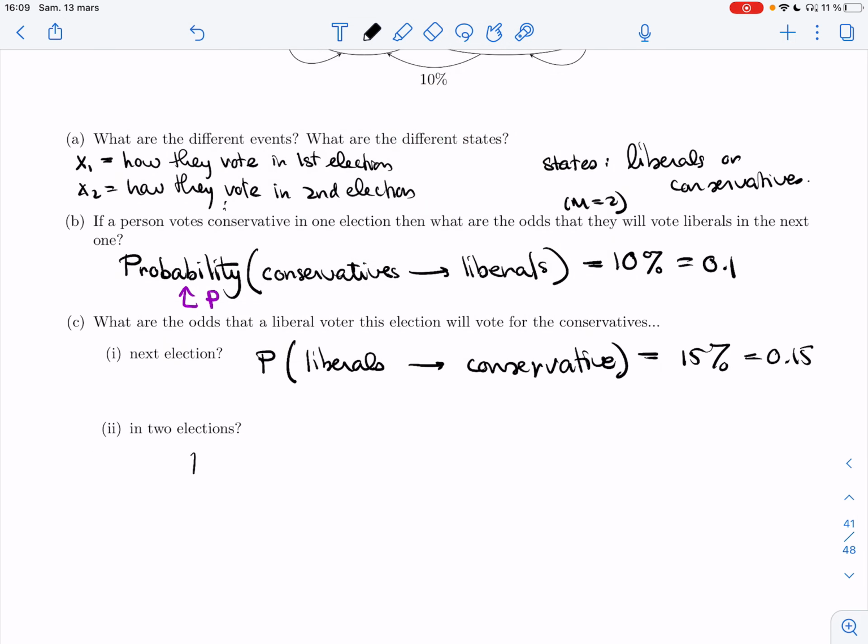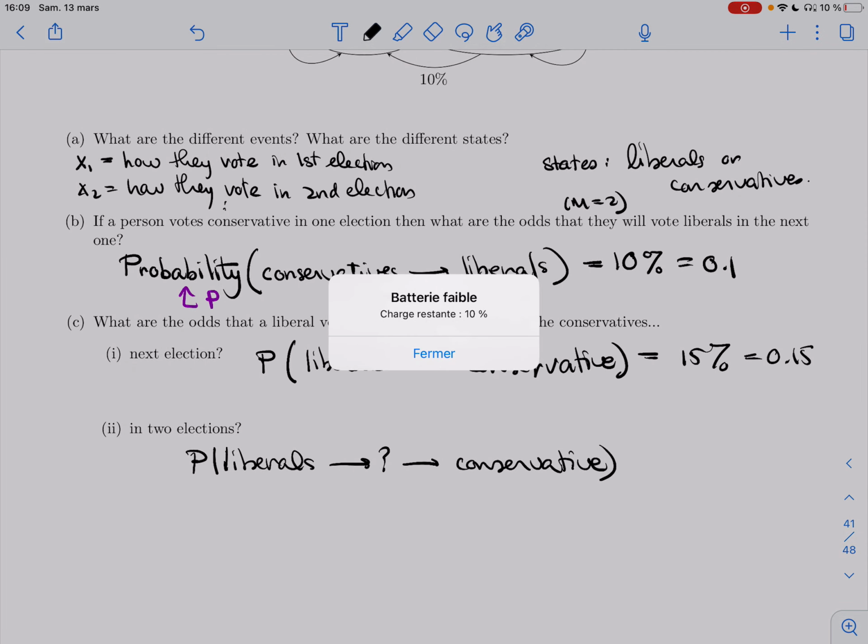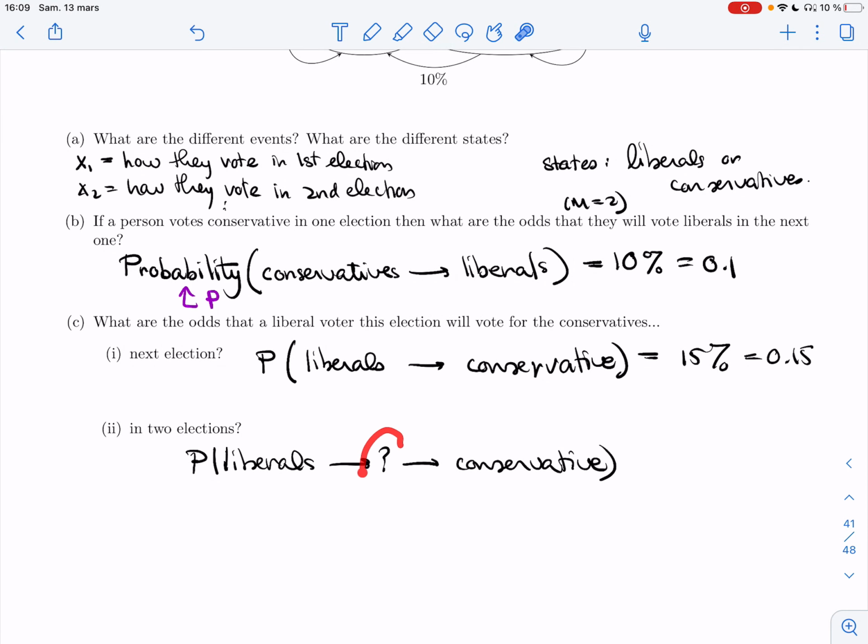Now, in 2 elections, that one's more interesting. So we have liberal, something, and then conservative. All right, so that's what we want. There are two possibilities. Either this middle one is liberal as well, or it's conservative. So these are disjoint as well, so we can just add them. They're separate.